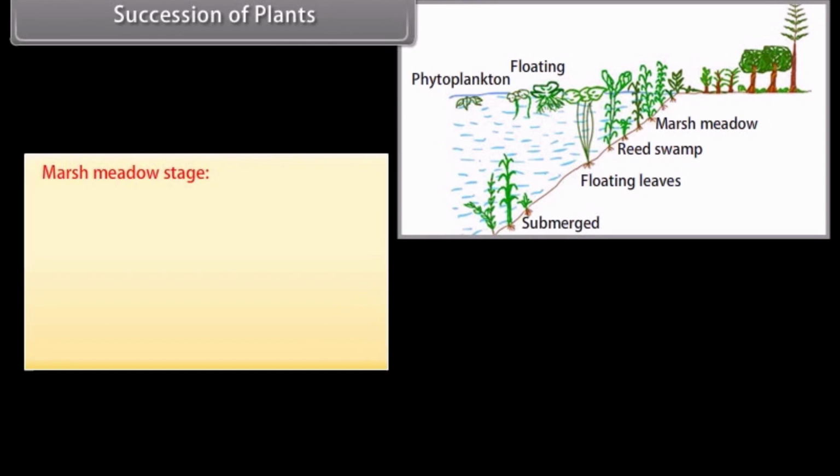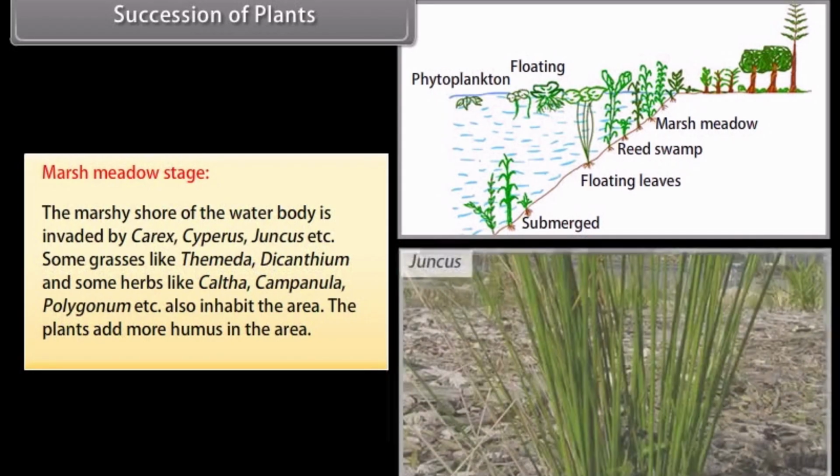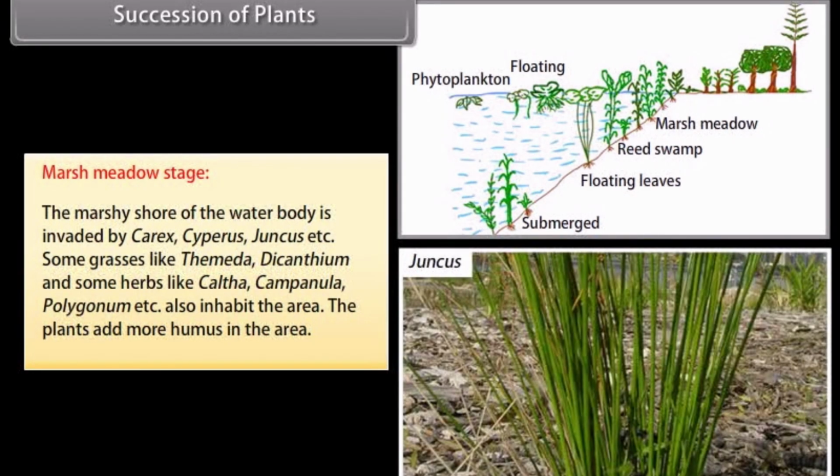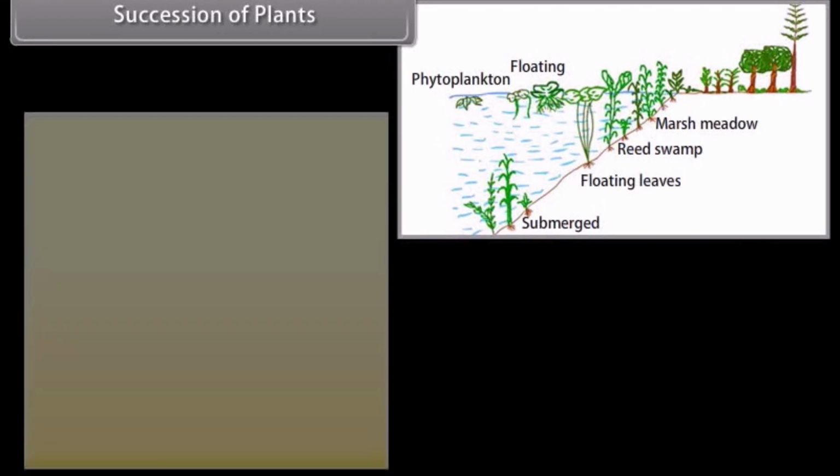Marsh meadow stage. The marshy shore of the water body is invaded by Carex, Cyperus, Juncus, etc. Some grasses like Themeda, Dichanthium, and some herbs like Caltha, Campanula, Polygonum, etc. also inhabit the area. The plants add more humus in the area.